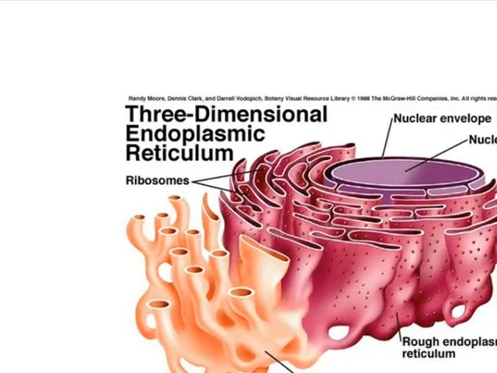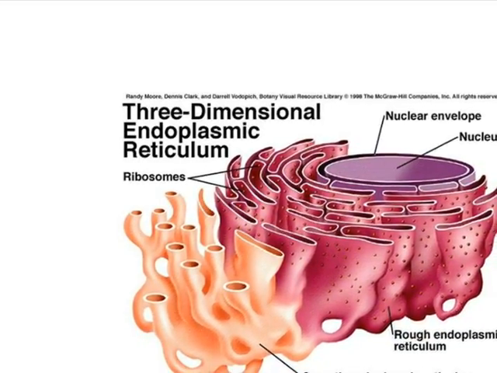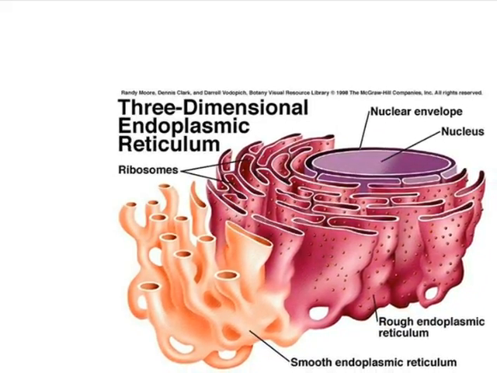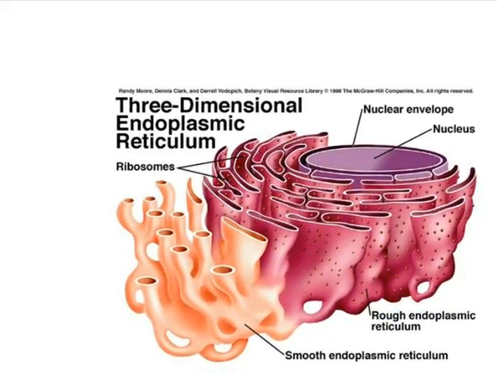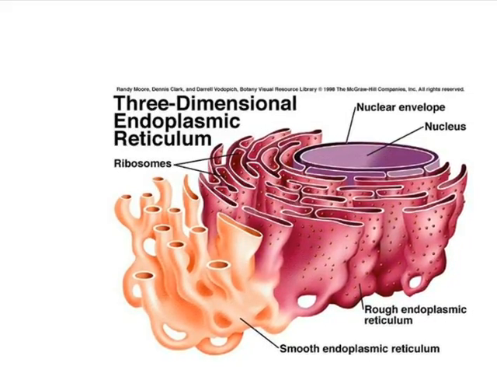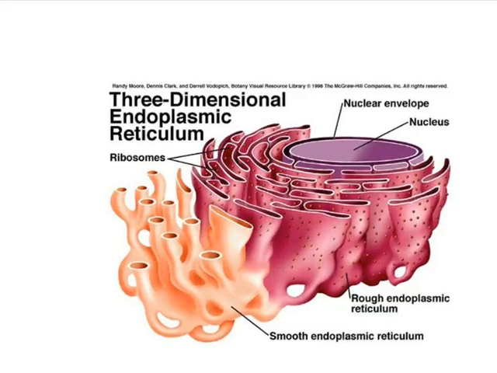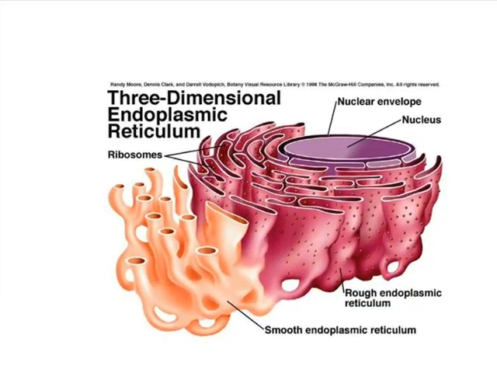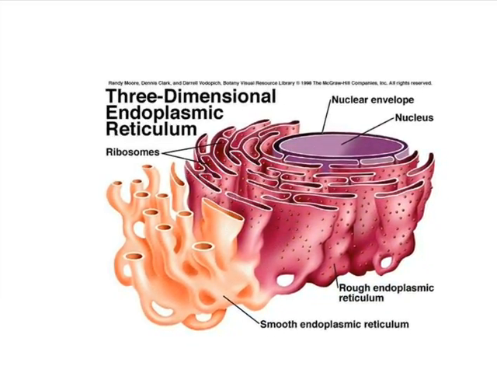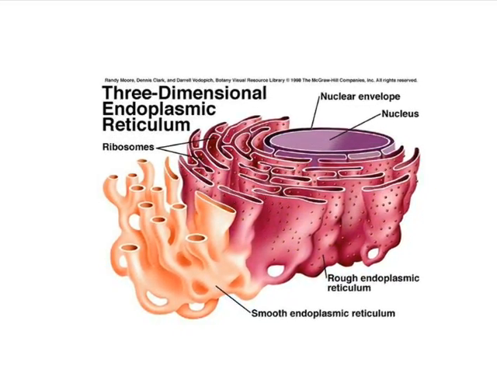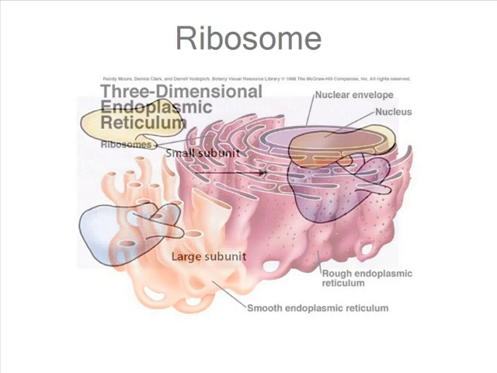The smooth ER synthesizes lipids, including phospholipids and steroids, metabolizes carbohydrates, and detoxifies drugs and poisons, and even stores calcium ions. The smooth ER lacks ribosomes, while the rough ER has attached ribosomes. The rough ER channels proteins to transport vesicles, attaches carbohydrates to some proteins, and is involved in membrane production through the production of vesicles. The rough ER has ribosomes.